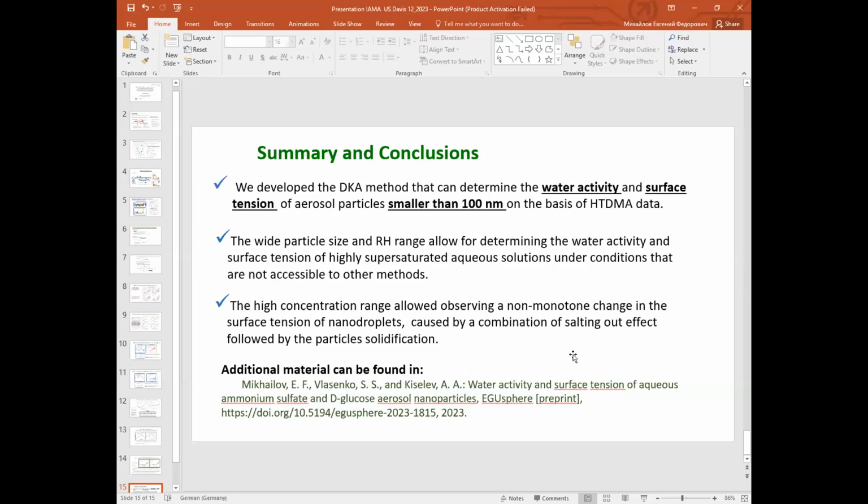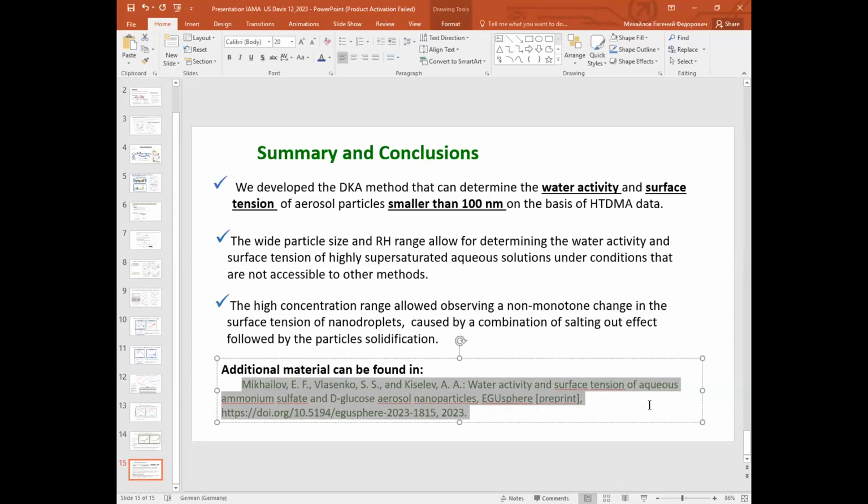The high concentration range allows observing a non-monotone change in the surface tension, followed by a combination of the salting-out effect followed by the particle solidification. In principle, additional material can be found in this paper.